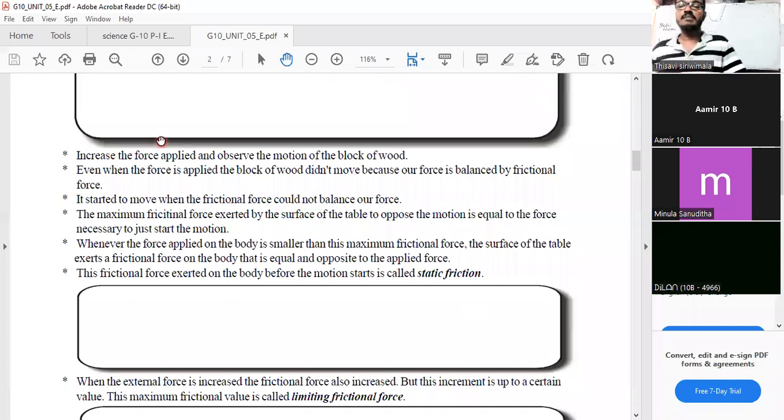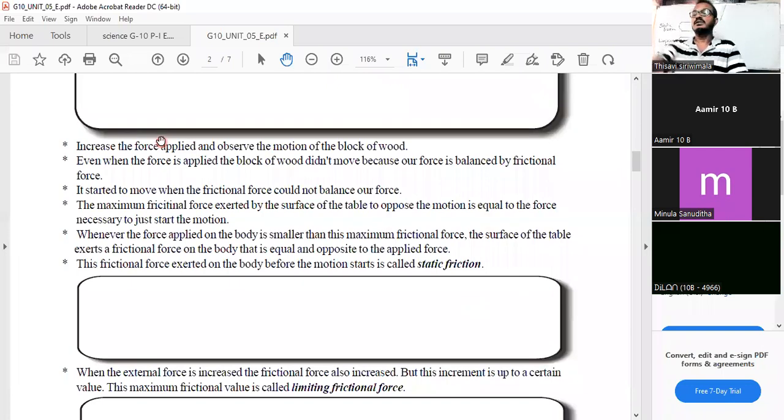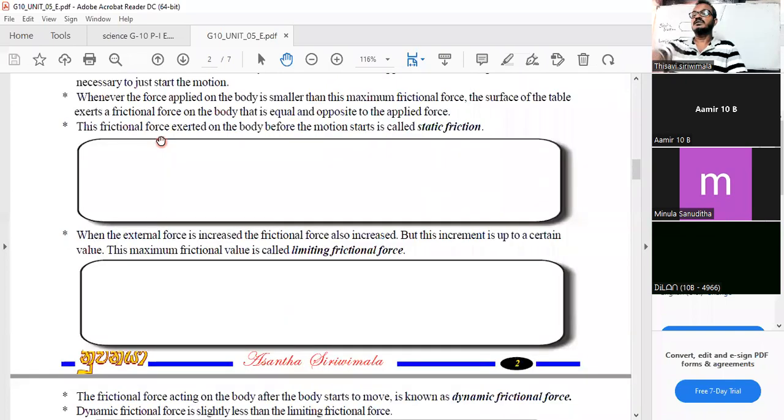Whenever the force applied on the body is smaller than the maximum frictional force, the surface of the table exerts a frictional force on the body that is equal and opposite to the applied force. So when it is lesser than that, the surface will not allow the object to move. It applies a force equal to my force to cancel the motion. This frictional force exerted on the body before the motion starts is called the static friction. So මේ විදියට motion එක start වෙන්න කලින් තියෙන force එකට අපි කියනවා static friction. When the static friction is at work, object will not move. Under the static friction, object will be at rest.